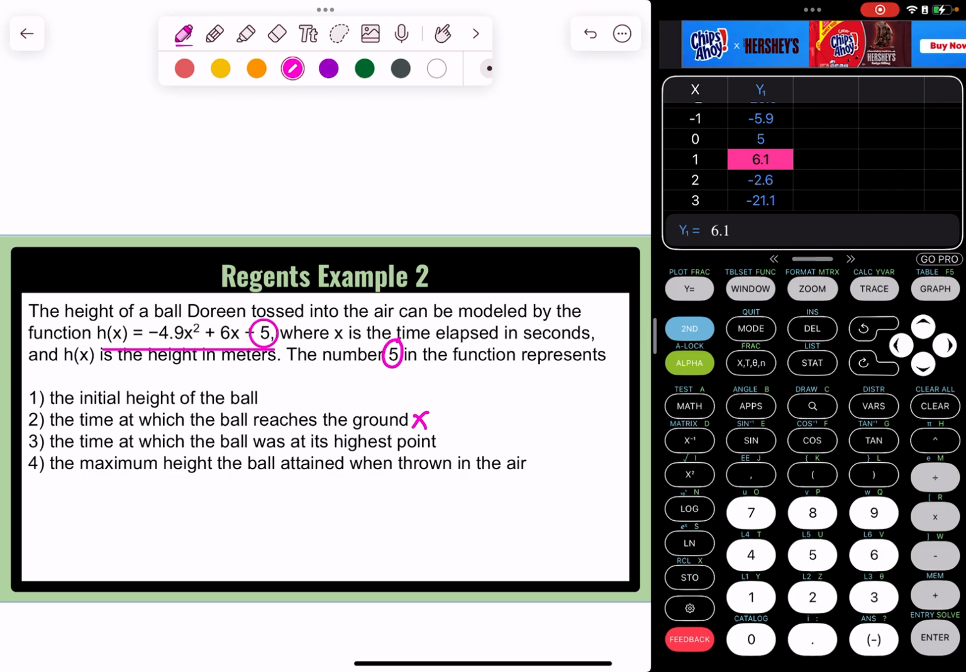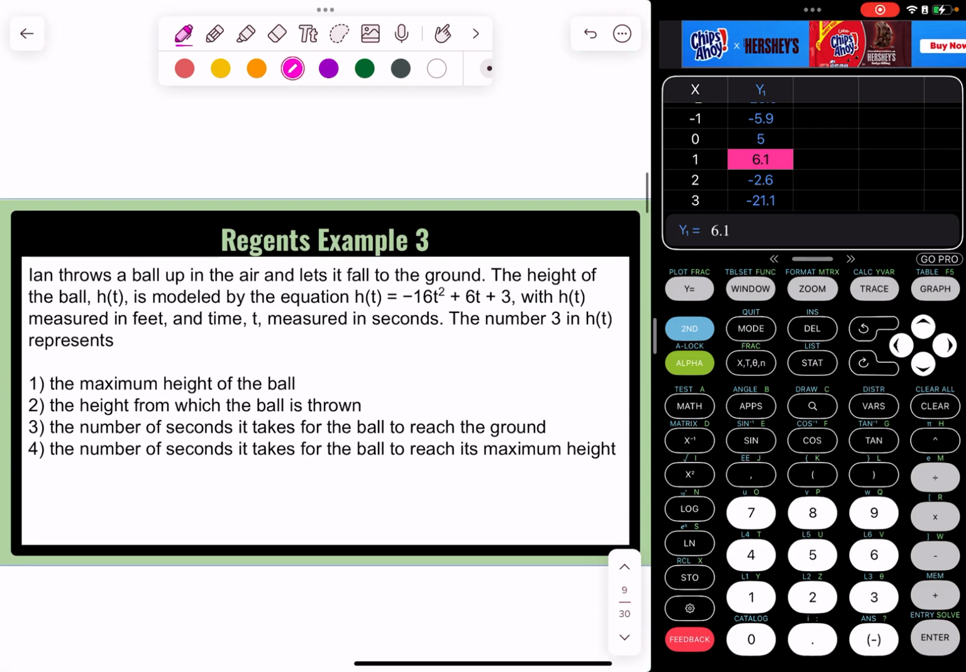Then 3 says the time at which the ball was at the highest point. Well, it was at the highest point somewhere after 1, because then it went to the lowest point. So it's not going to be that. And number 4 says the maximum height of the ball obtained. Well, it definitely went higher than 5 because I see it went to 6.1, so that's not it. So the answer is the initial height of the ball. Think of it like your y-intercept, the number that's by itself. That's where it starts, and it's starting at 5.